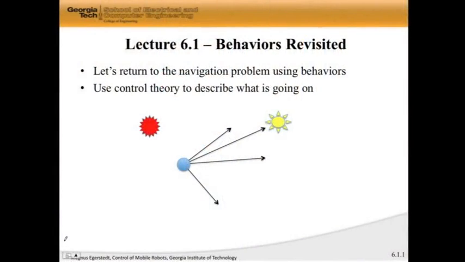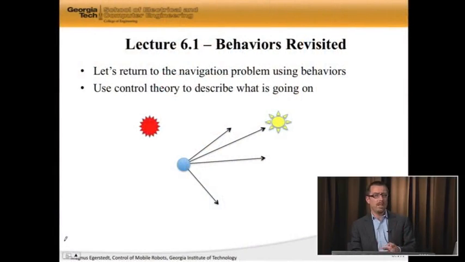And this entire module is dedicated to what's known as the navigation problem, which means how do you make a robot drive around in a world populated by obstacles without slamming into things and getting safely to landmarks or goal positions. So in the first lecture, we're going to return to this idea of behaviors, and we're going to use control theory now to describe what's actually going on.